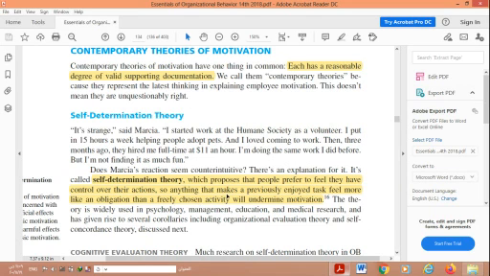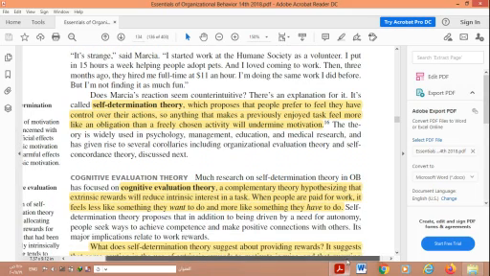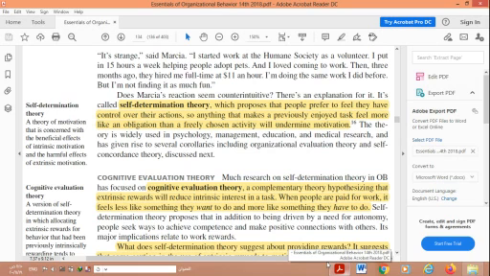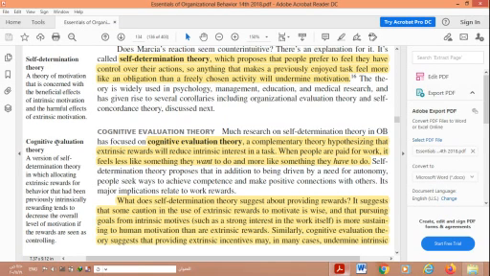So again, anything that makes a previously enjoyed task feel more like an obligation than a freely chosen activity will undermine motivation. Based on this theory, I have another theory that supports the same idea: cognitive evaluation theory. What is the cognitive evaluation theory? It is a version of self-determination theory in which allocating extrinsic rewards for behavior that had been previously intrinsically rewarding tends to decrease the overall level of motivation if the rewards are seen as controlling.